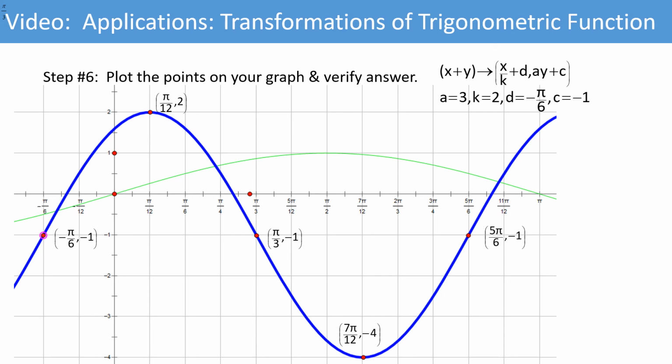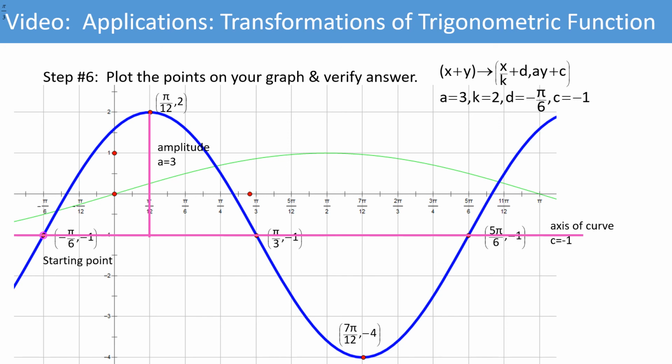And just to verify, the axis of the curve, c, is at -1, fabulous. The amplitude is equal to 3, spot on. The starting point d is at -π/6, -1. So d is -π/6. Fabulous. And cross your fingers, this is the last one. The period length is π.